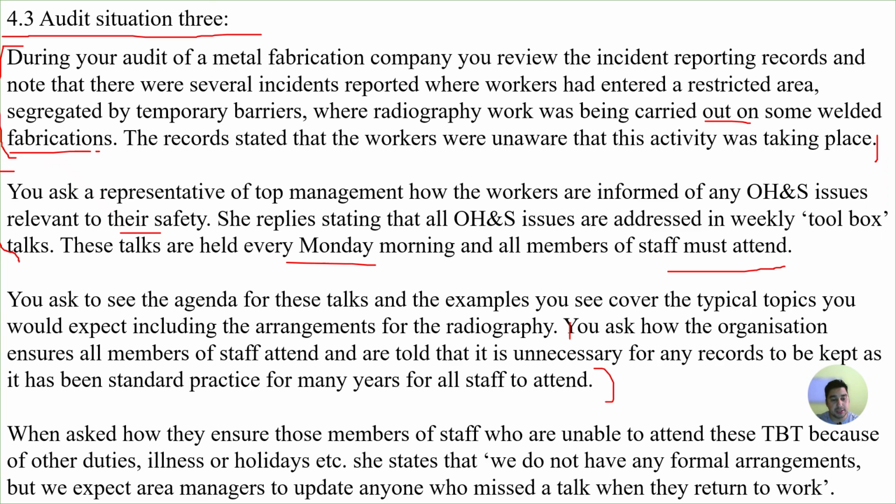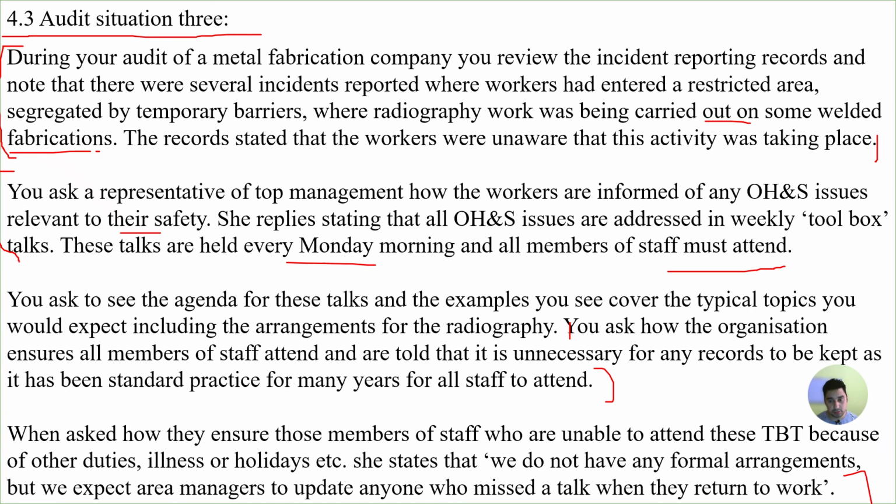Okay. Now, you ask how they ensure those members of the staff who are unable to attend the TBT because of other duties, illness, holidays, etc., are informed. She states that we do not have any formal arrangements, but we expect the area manager to update anyone who missed a talk when they return to work. Okay. So what do you say, NCR or not an NCR?